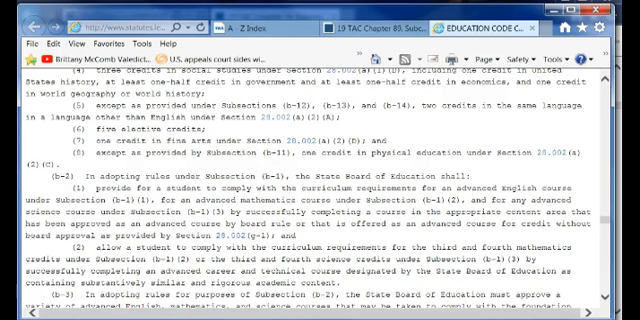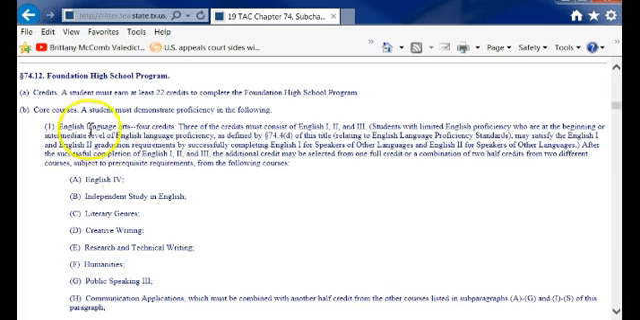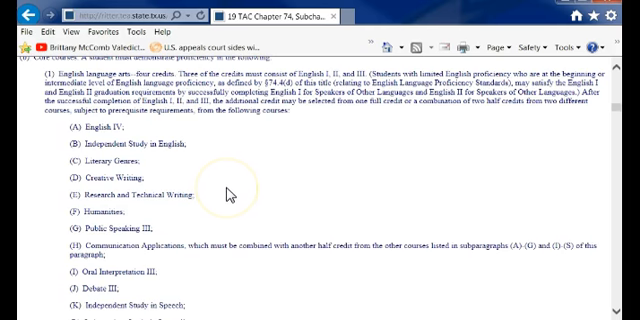Let's go back over to Chapter 74 of the Texas Administrative Code. So let's get back to the basics. For English Language Arts, you're going to need a student, and that student's going to need to have 3 credits in English plus English 4. So they have to have English 1, 2, and 3, and then there's a little bit of latitude when it comes to English 4. They can take English 4 like a lot of our seniors do.